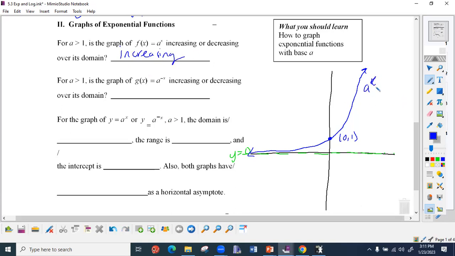Now, what if it's a to a negative power? It's going to be decreasing, but still it's going through (0, 1). Can someone tell me why both go through (0, 1)? Because power 0 is 1. Exactly. Anything to the 0 power is going to be 1. So now I'm going to be decreasing.